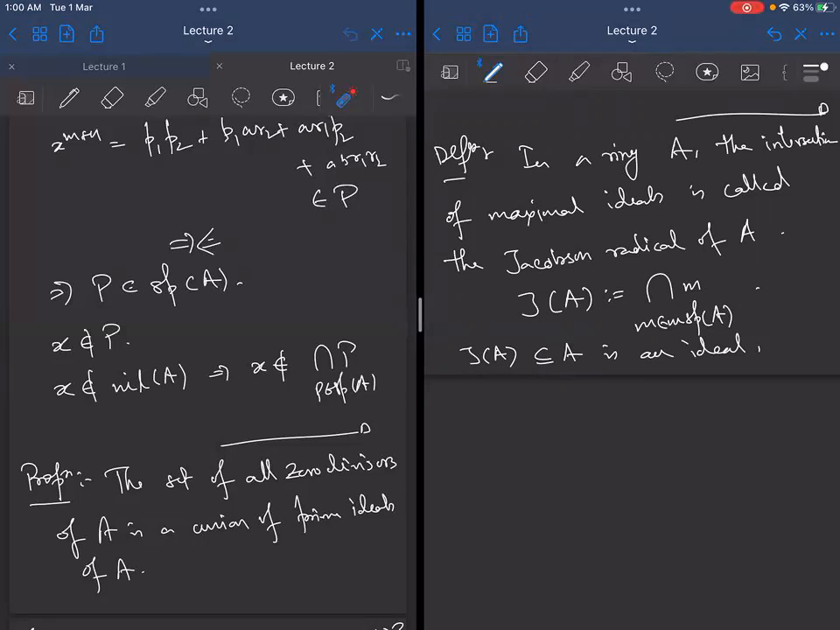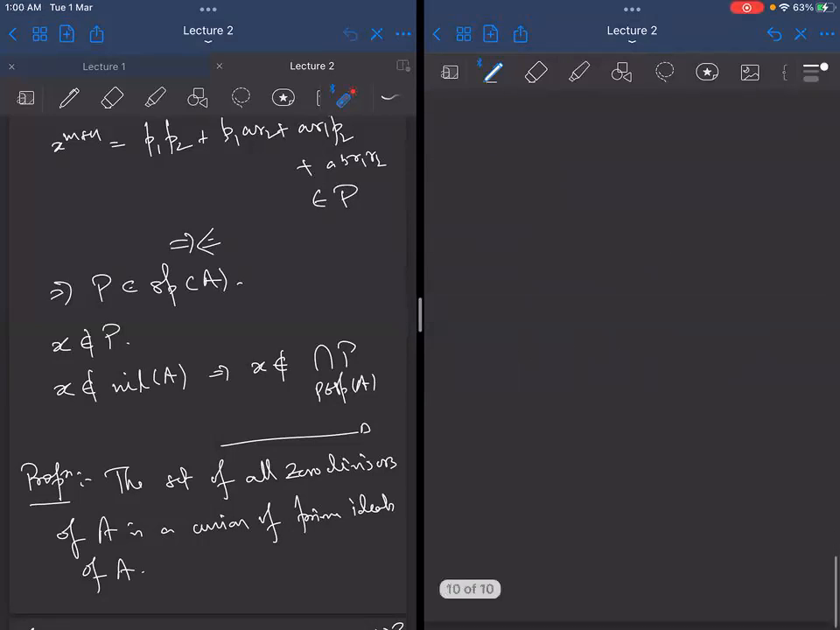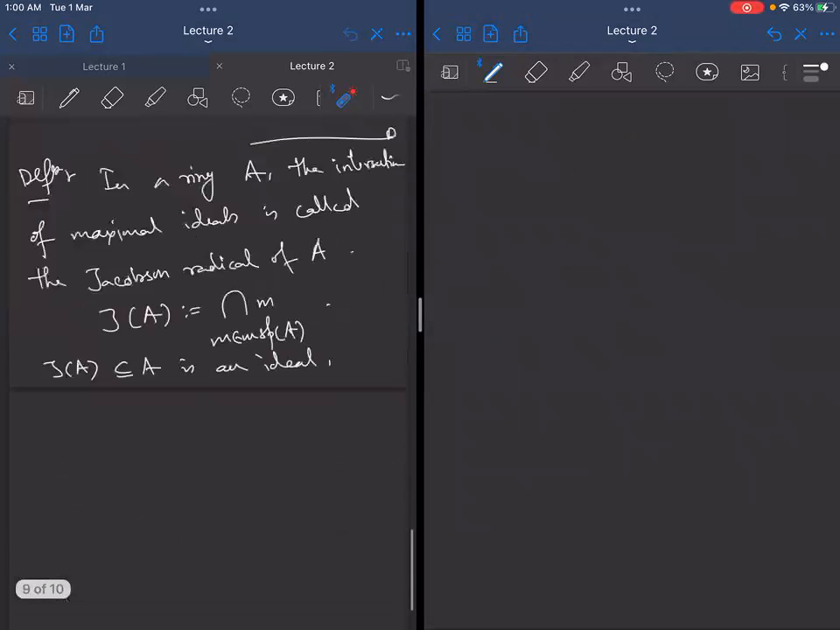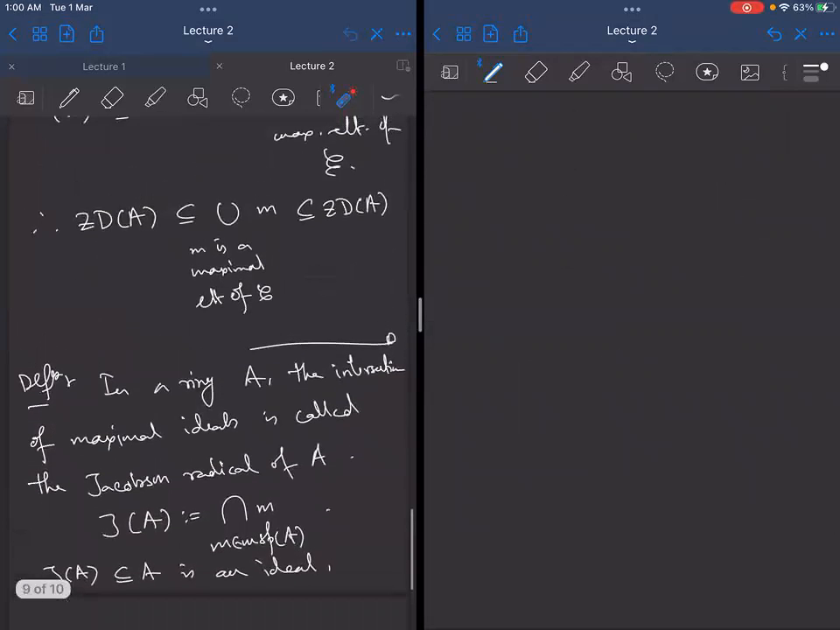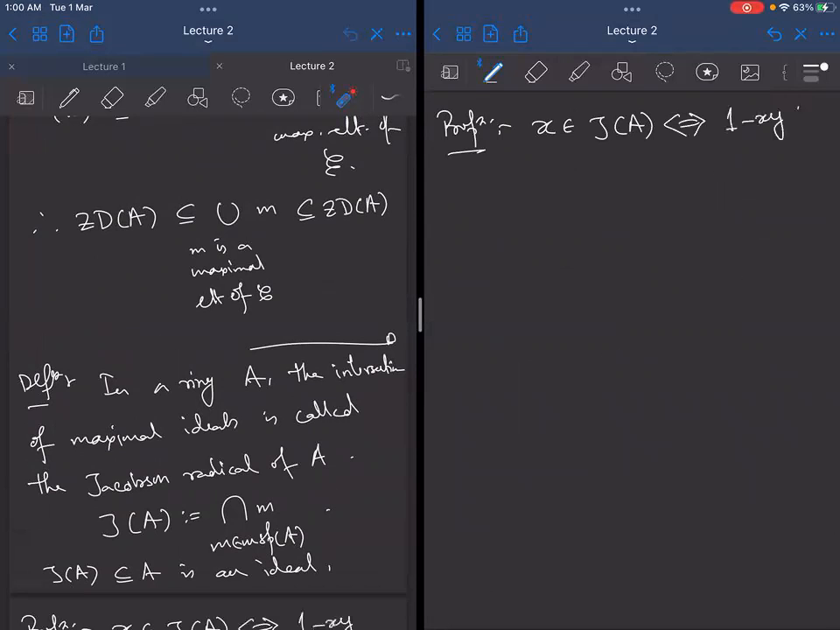Okay, so this is the definition of Jacobson radical. Now, if you want to characterize Jacobson radicals, since it is already an intersection of maximal ideals, that characterization is always there, but we want to get some characterization in terms of elements. So in terms of elements, we have the next proposition, which says that x is in the Jacobson radical if and only if 1 minus xy is a unit of A for all y in A.